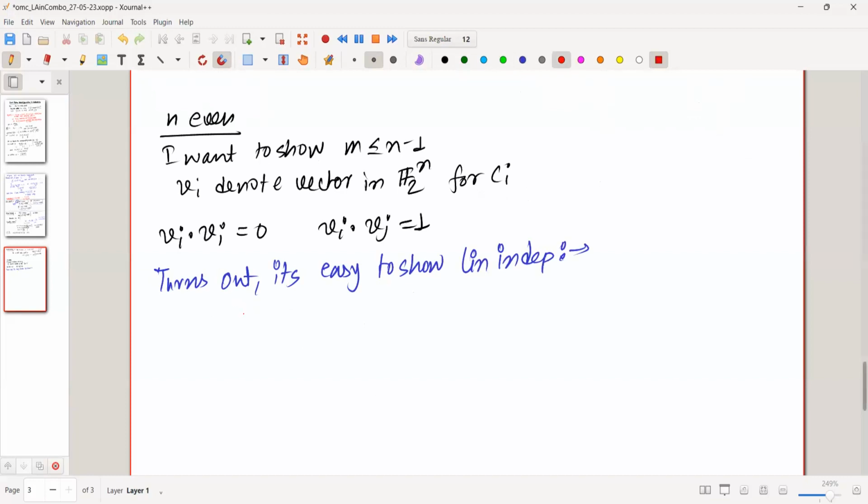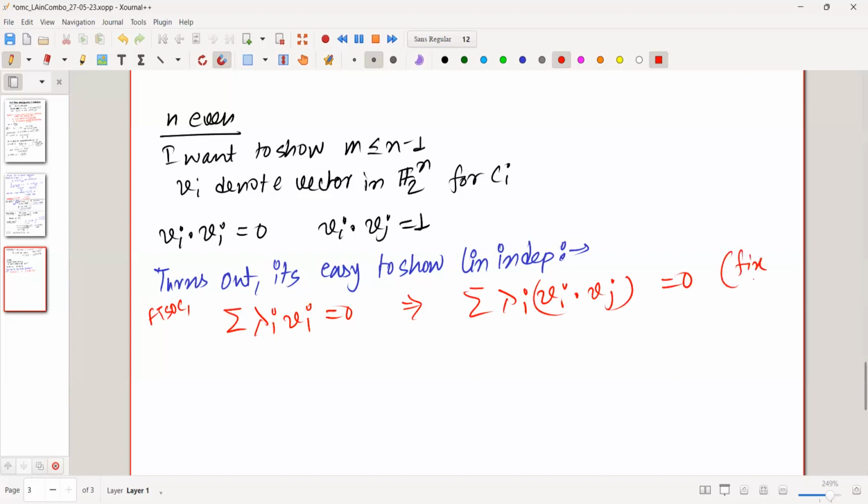How? It's pretty much the same deal. Assume there's some sum of lambda_i v_i equals 0, and then you can just dot it once again, fixing j. The sum runs from i equals 1 to m, and the only place where you get a 0 is when you dot it with itself. So you get lambda_1 plus lambda_2 plus up till lambda_(j-1) plus lambda_(j+1) plus up till lambda_n equals 0.